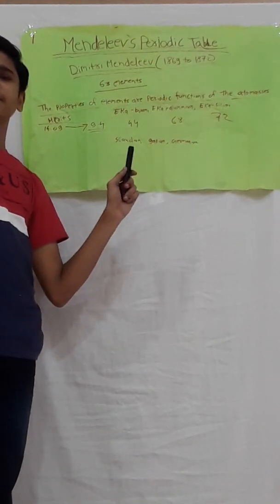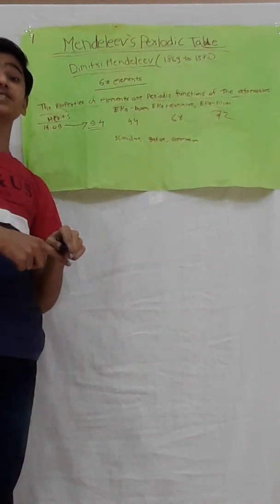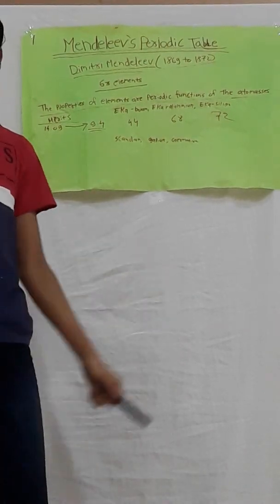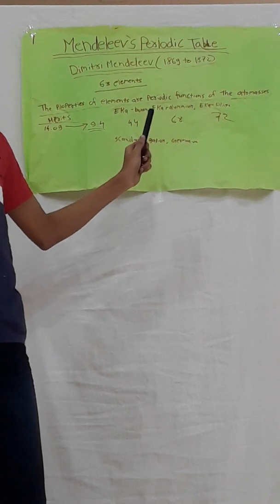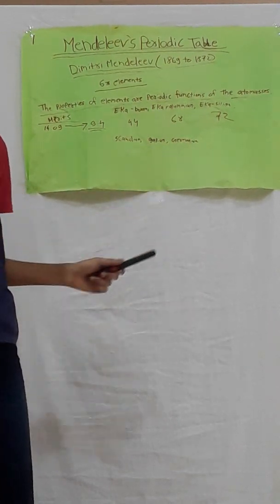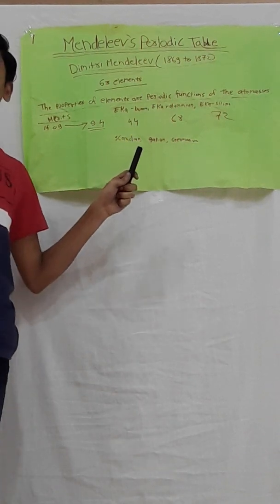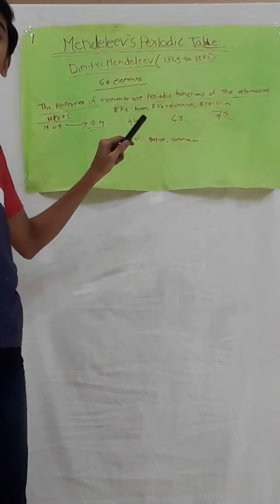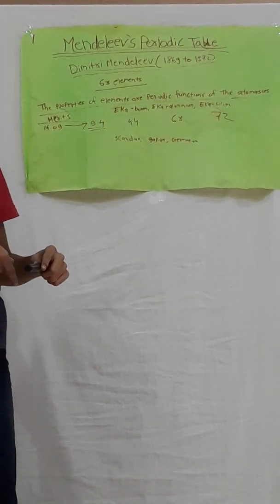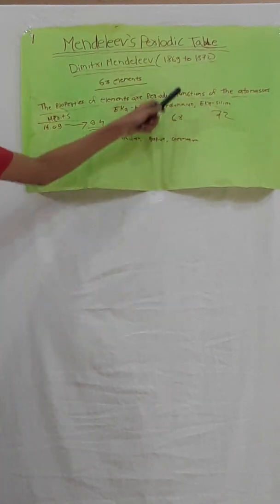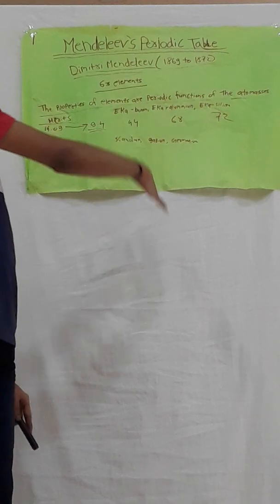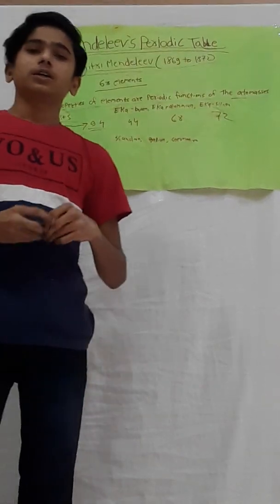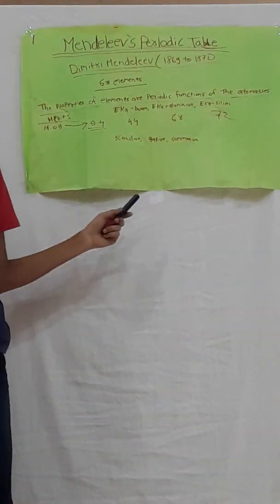The atomic masses matched well with these newly discovered elements. Lastly, Mendeleev could not reserve seats for the noble gases in the periodic table, and later a new zero group of the noble gases was prepared and attached to the Mendeleev's periodic table. These are the merits of the Mendeleev's periodic table.